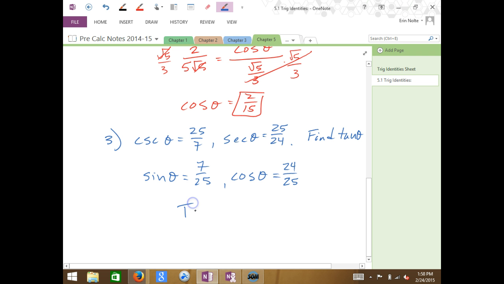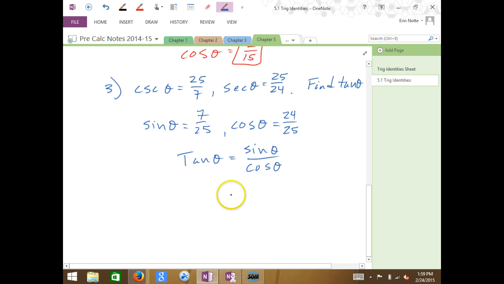Good. According to my quotient identity, tangent is sine over cosine. All I'm going to do is plug in those values. Sine is 7/25. Since I'm dividing by a fraction, that's the same as multiplying by the reciprocal. So the reciprocal of 24/25 is 25/24. What do you notice? The 25's cancel, and we have 7/24.